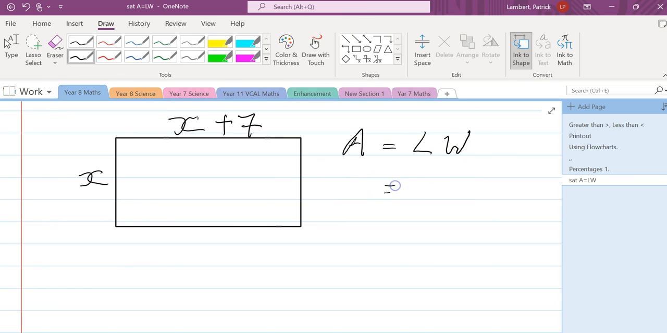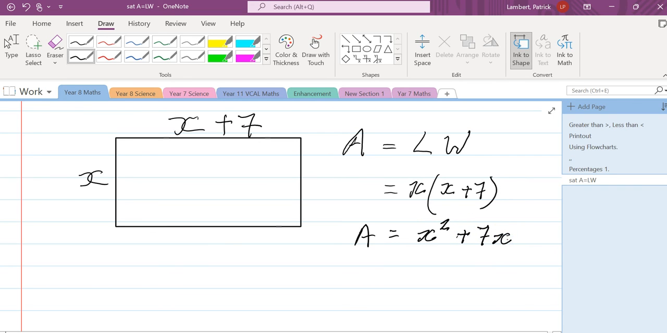So equals X times X plus 7. I'm trying to write, it's not easy. Now we use the distributive law, so area equals X times X is X squared plus 7X.